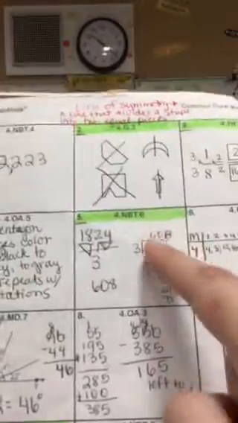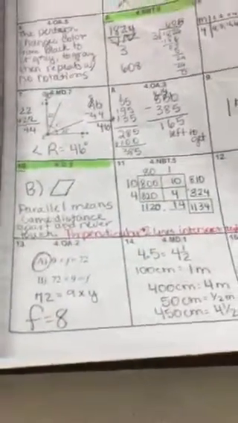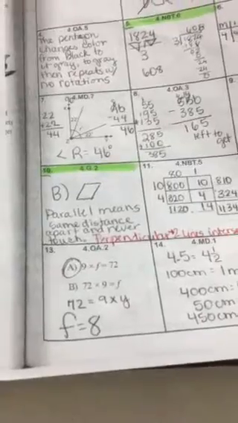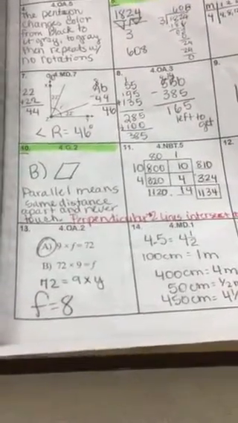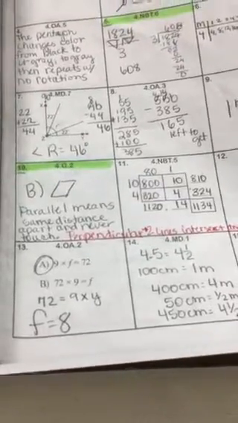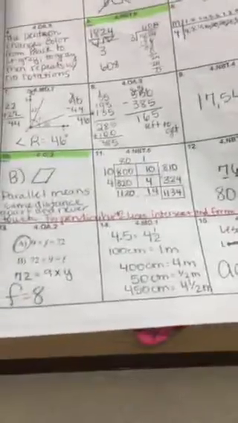A division problem here. This question, number 10, was where they had to pick out a shape that was parallel. I also asked them to write the definition for perpendicular, because if they know parallel, they should also know perpendicular. And I had them write the definition as well.